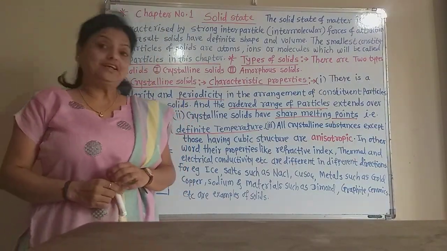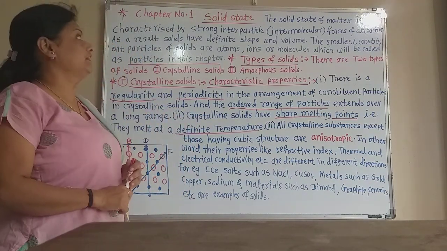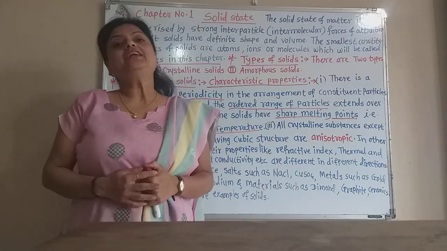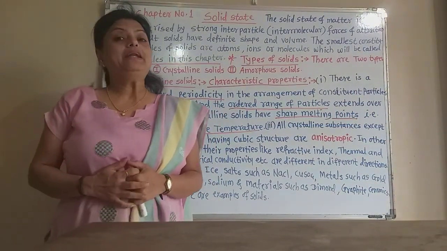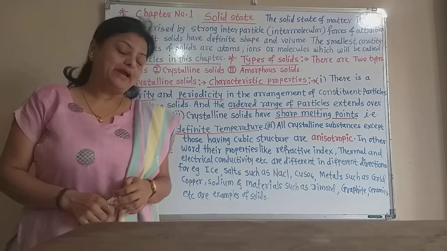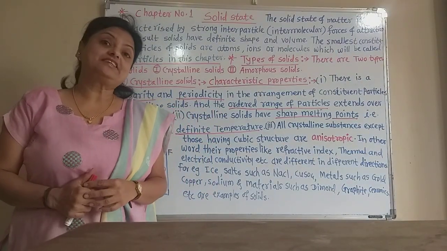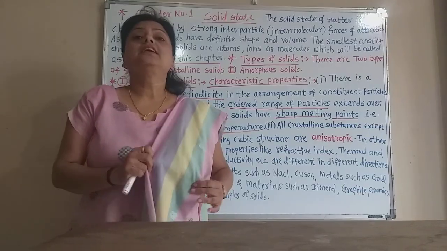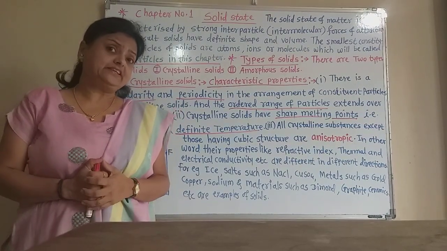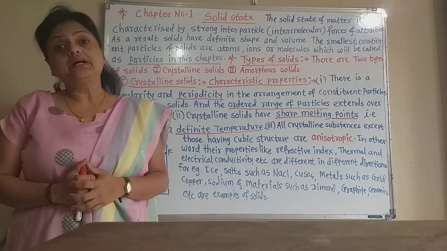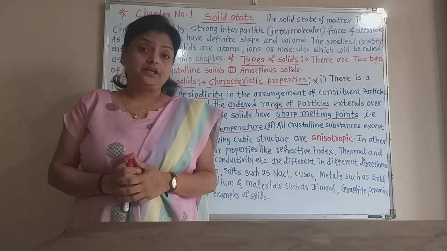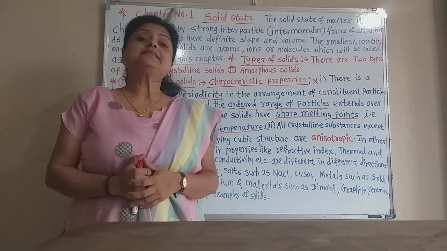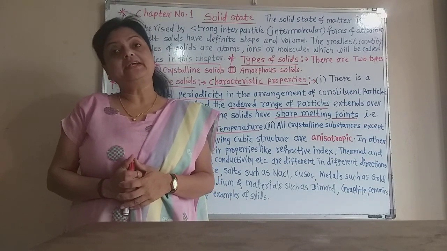Today we are learning chapter number 1, that is the first chapter, Solid State. In 11th standard we are very well familiar with the states of matter. There are three distinct states of matter: solid, liquid and gas. The liquid and gaseous states we already learned in detail in the 11th standard. Now in this 12th standard we have to learn in detail the third state of matter, that is the solid state.